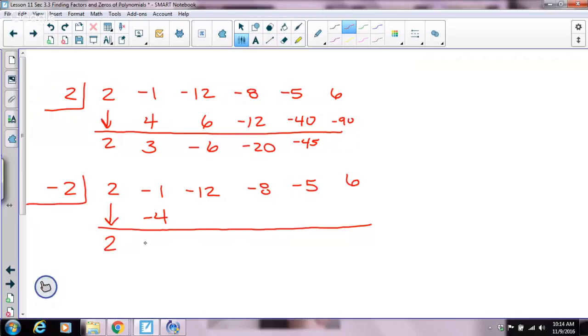So -1 and -4 is -5. -5 and -2 times 5 is -10, plus -12... -2 times -2 is 4, -8 plus 4 is -4. -4 times -2 is 8. -5 plus 8 is 3. And 3 times -2 is -6 plus... Greg, you were right. Hey, hey, hey. What does that mean about -2? It's a 0. It is a 0.